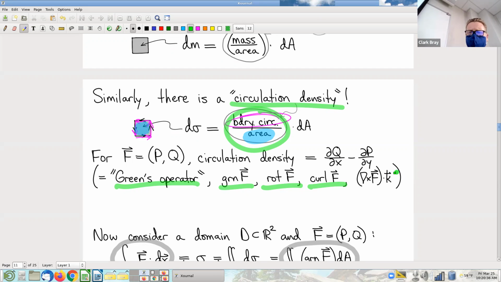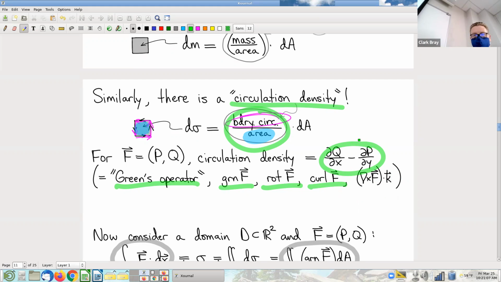And then there's this notation over here that I guess is fine because it's in the book, but I don't see the advantages of it. It is not particularly elegant. It's not particularly convenient to write down, and it's also just a little bit wrong. So anyway, whatever. Okay, so circulation density. And how do we compute this mysterious quantity? The formula is dQ/dx minus dP/dy.